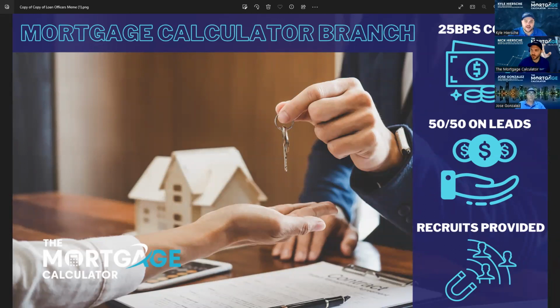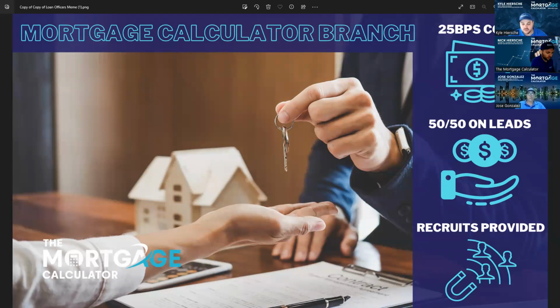Mortgage Calculator branch. Let's talk about the breakdown of the actual compensation here, right? As the branch, you will receive 25 basis points compensation of all loans coming from within your branch, right? So 25 basis points for all loans. But the real lucrative opportunity comes in when you provide leads to your loan officers. So you're going to be expected to provide company-generated leads to your loan officers.